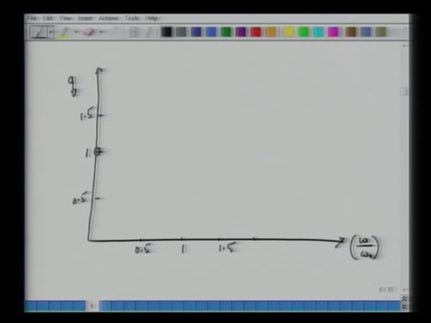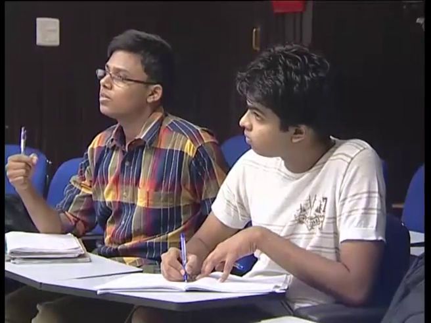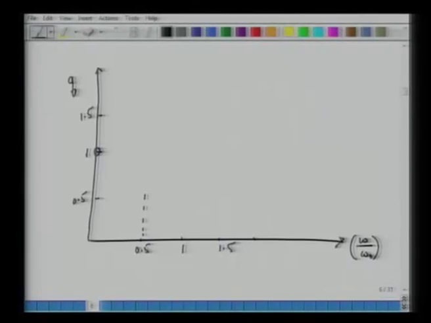So we are interested in finding acceleration. So we must plot one over q instead of q. Yeah, you can do that. But what you will measure is the eta naught, right, through the voltmeter, and that you have to convert into acceleration. So what we are trying to do here is essentially see again where the response curve is flat. That's all we are trying to do.